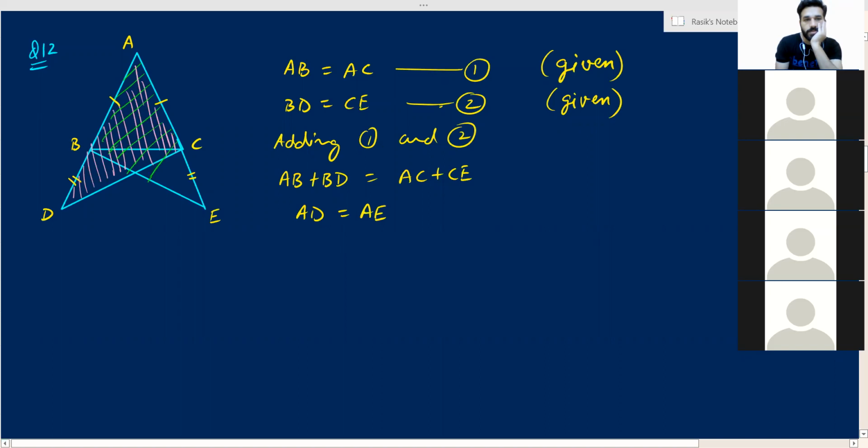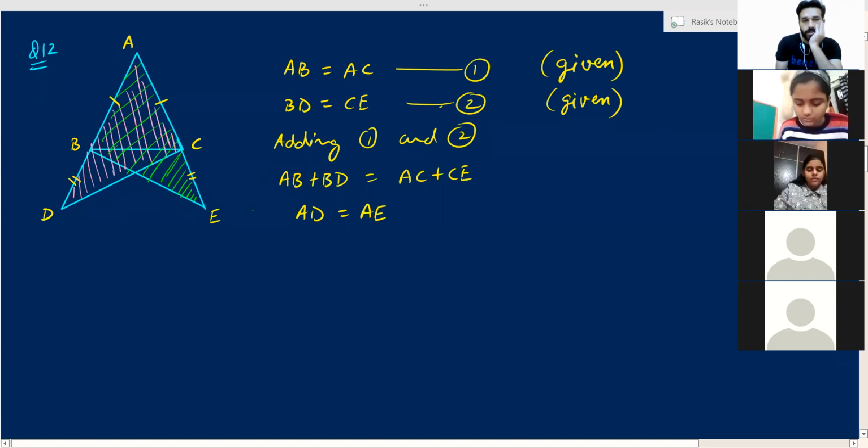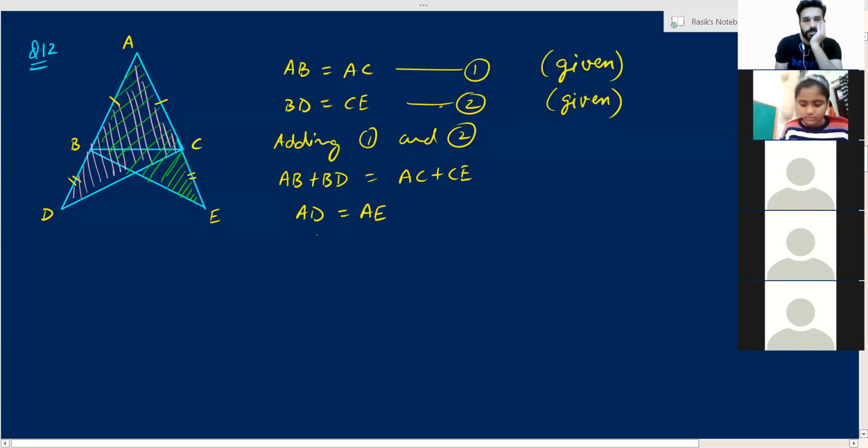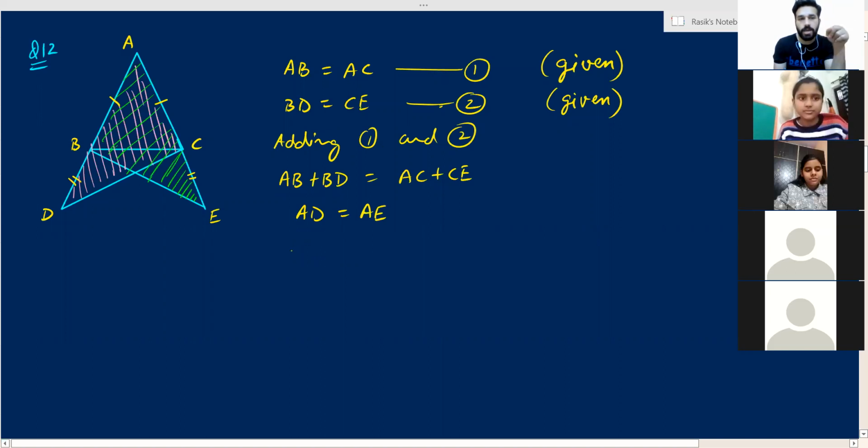Triangle AEB, the two triangles. Okay. So we have got one thing, that is AD is equal to AE. AD is the side of triangle ADC, correct? And AE is the side of triangle AEB. Now, second thing, look at the pink triangle again, triangle ADC.